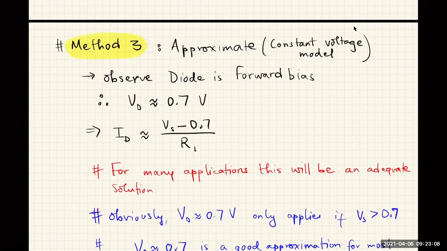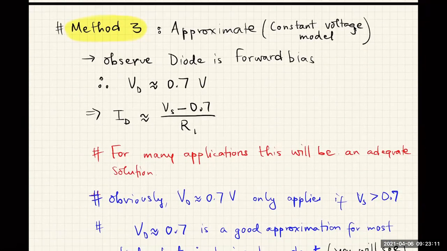Now, the third method, which is probably the most widely used, is the approximate method, right? And in this method, what we basically do is approximate the diode with what we call the constant voltage model. And in this constant voltage model, what we check is whether the diode is forward biased or not. And if it is, then we say that the diode voltage is approximately some constant voltage. Okay, so for this constant voltage I've used 0.7, which is a very common number, but this will be device dependent, as you will find in task 2.